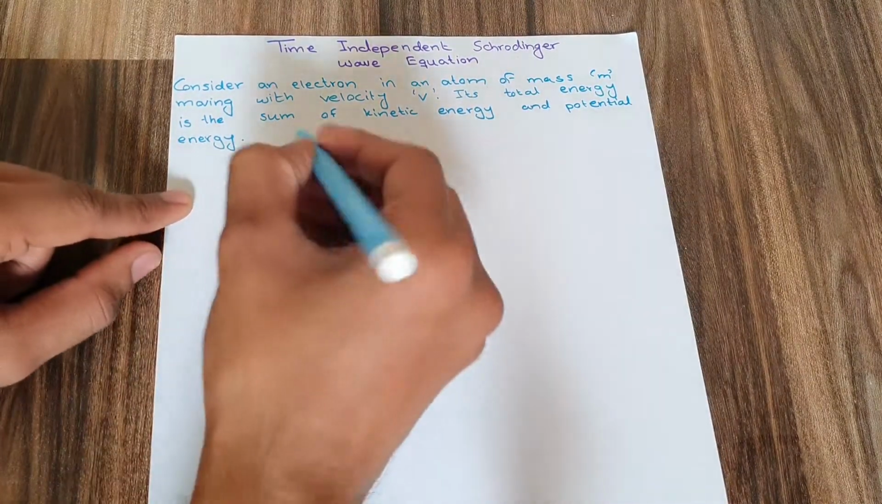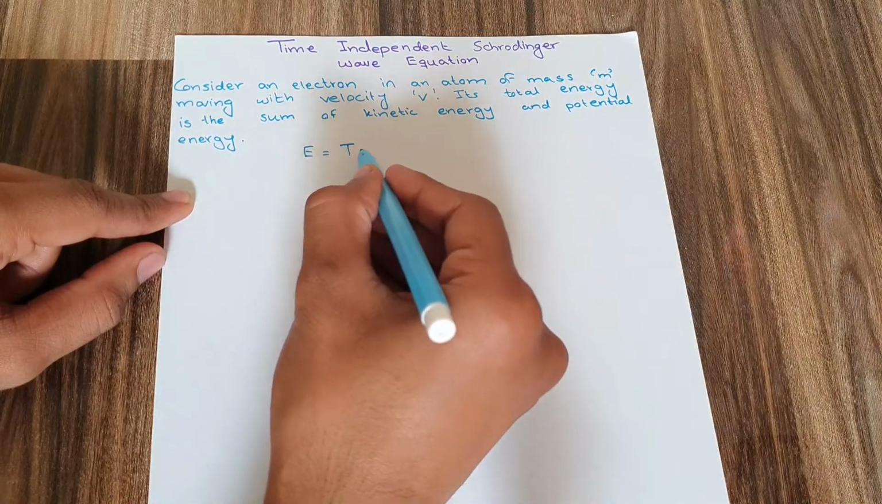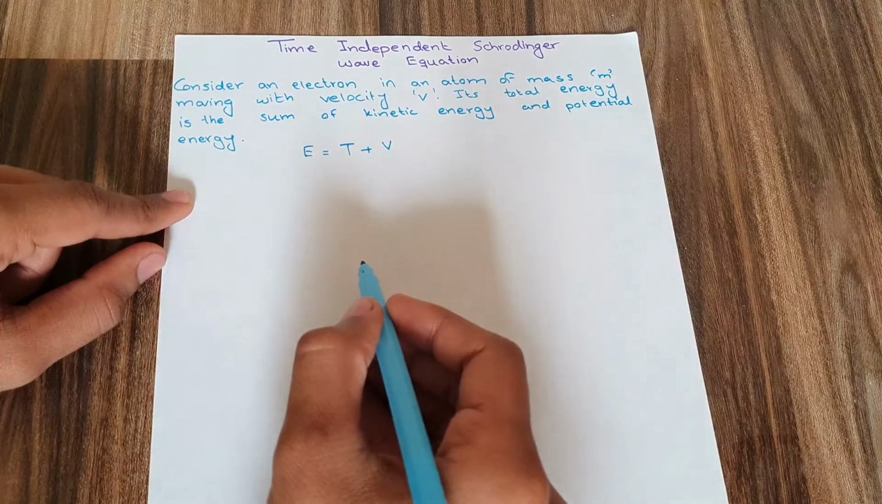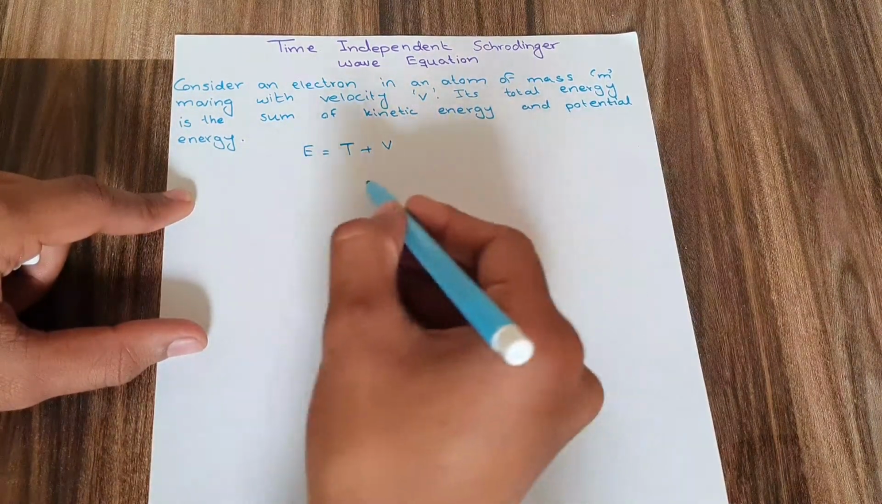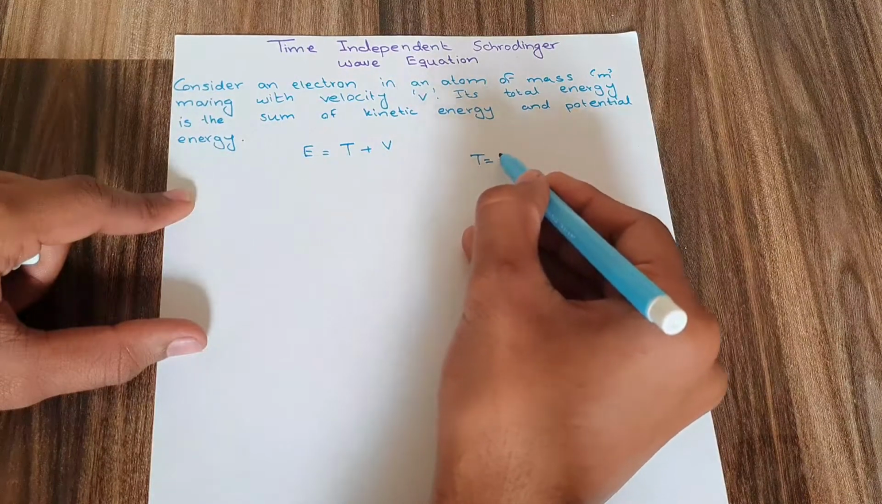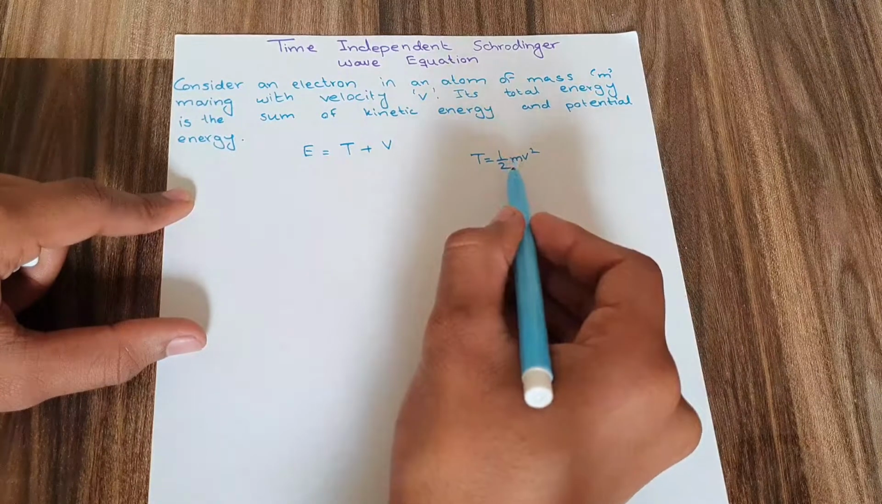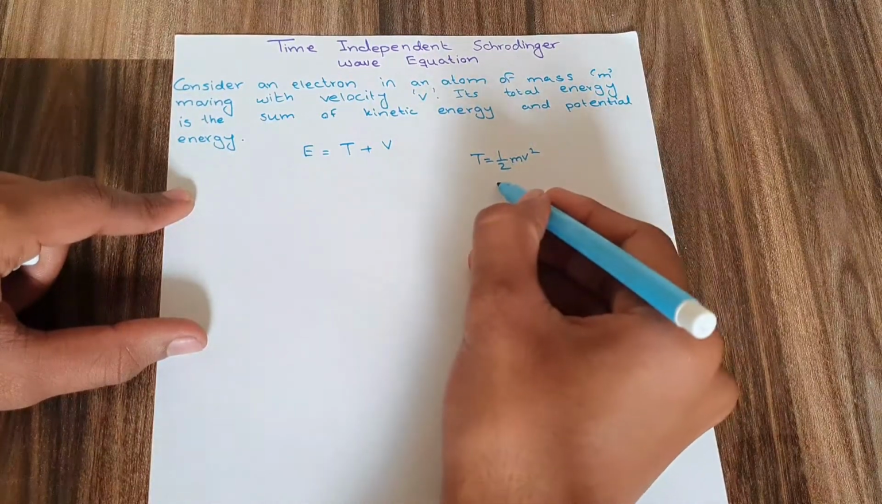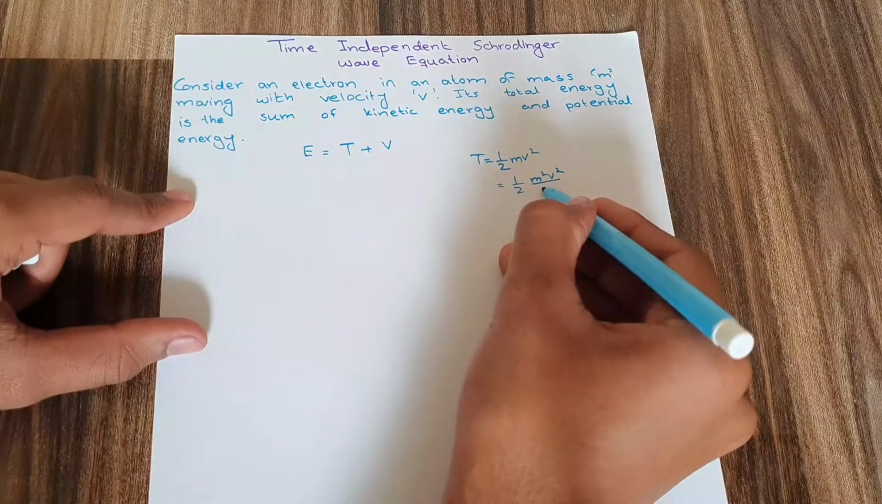So its total energy will be equal to its kinetic energy plus its potential energy. What will be its kinetic energy? Its kinetic energy is T equals half mv square. If I multiply and divide the right hand side of the equation by m, it becomes half m square v square divided by m.